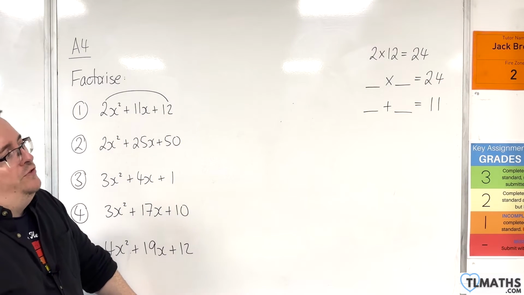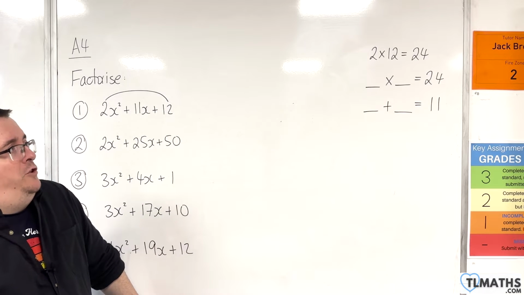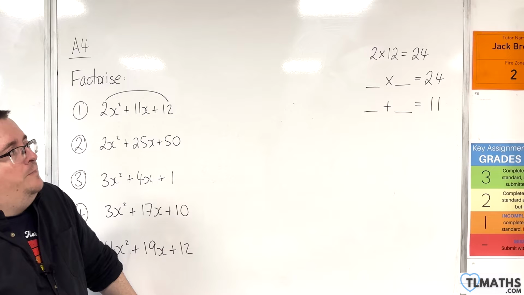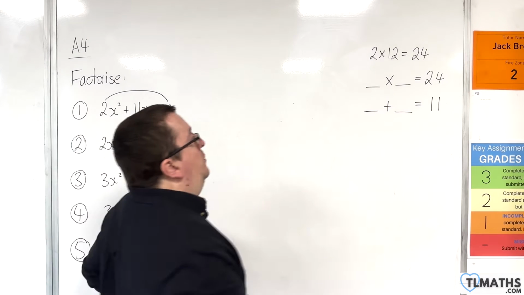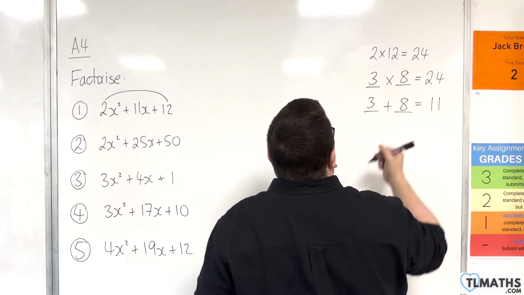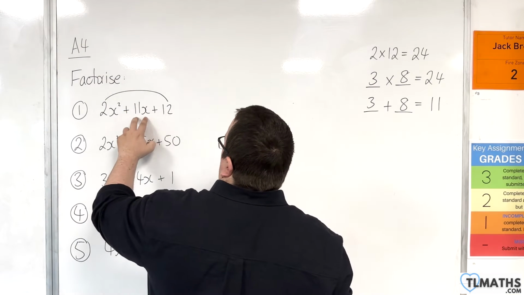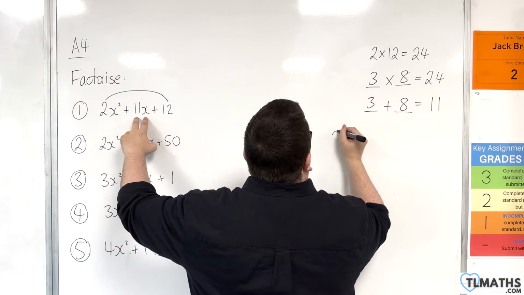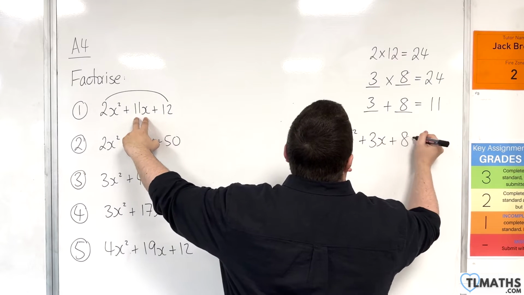Okay, so 2 and 12 don't work in this case, do they? That's always a good one to check first. So 24, 3 and 8. 3 times 8 is 24. 3 plus 8 is 11. So that all works out. Okay, so now I'm going to split up the 11x into 3x and 8x.